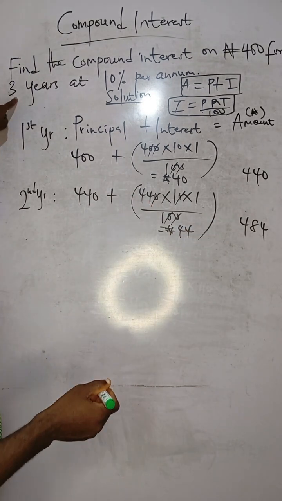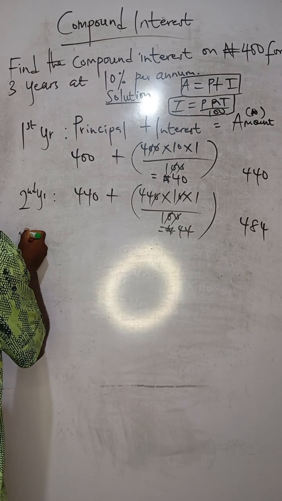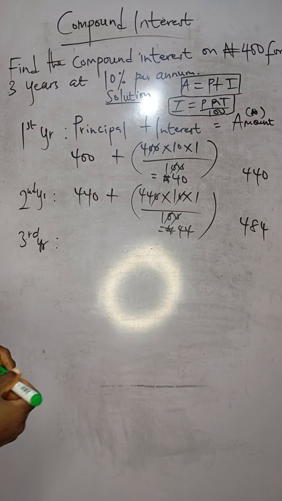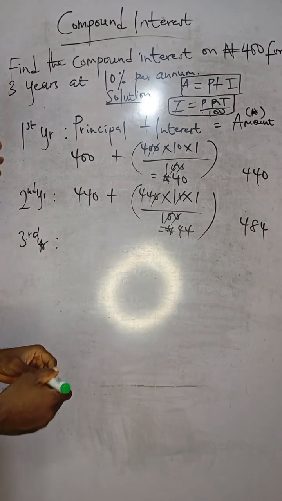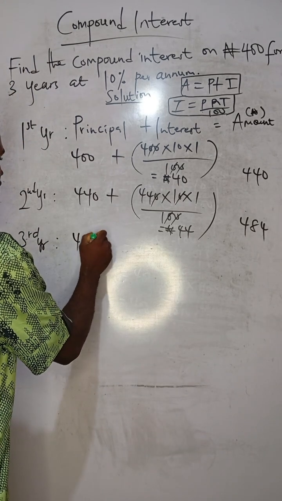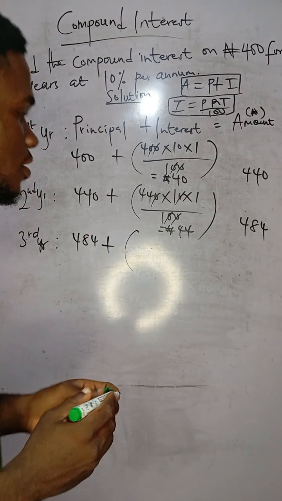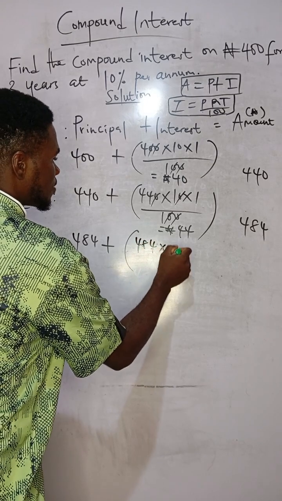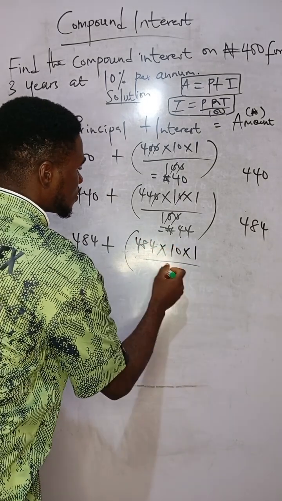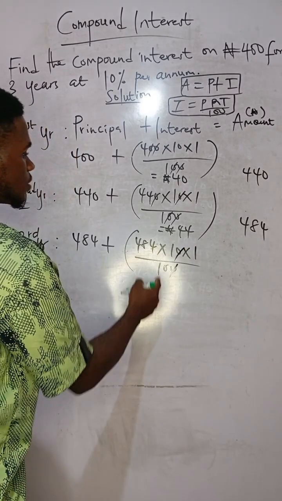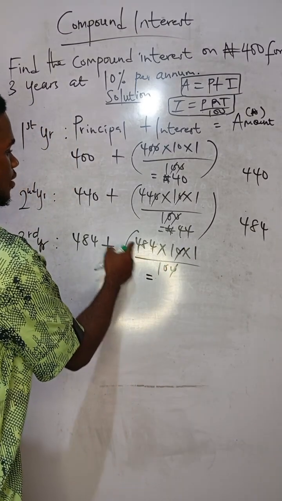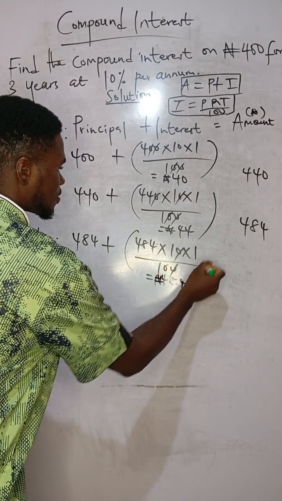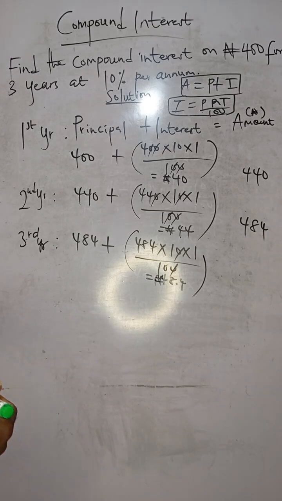Now we go for the last, which is the third year, because the question said you should find the compound interest for 3 years. Now for the third year, this becomes your new principal. 484 plus, we need to get the interest again. So have it at 484 times 10 times 1 over 100. 0 will cancel 0. Now 10 is going to divide 484 to give us 48.4 naira.